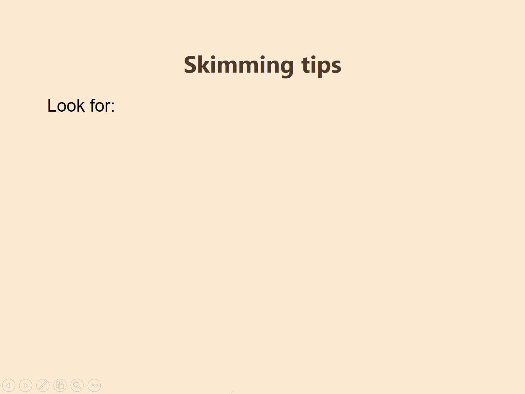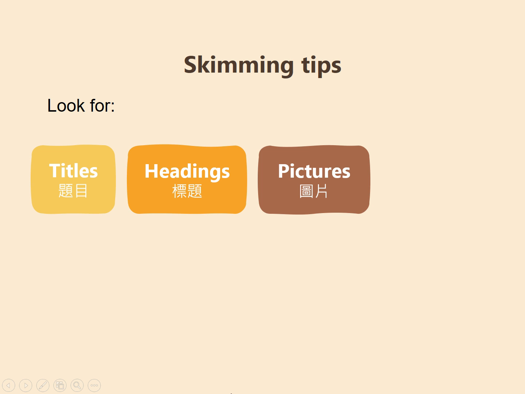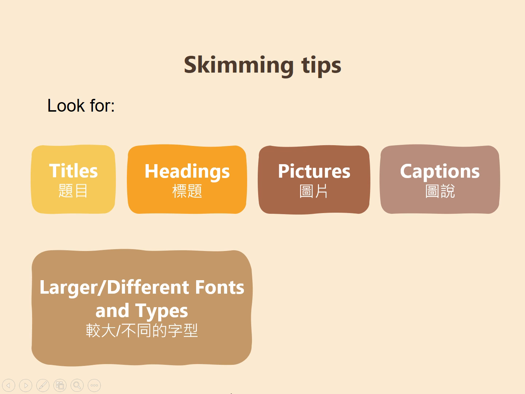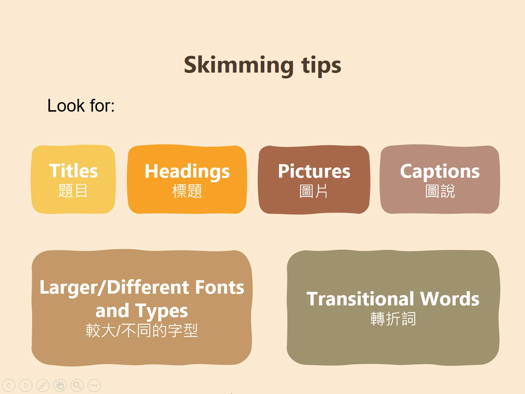When you are skimming, look for titles, headings, pictures, captions. Often these things are printed in large fonts or in other colors or word types. Also, look for transitional words. They are usually at the beginning of a sentence. As you move on to the next slide, please skim through the paragraph on the bottom and answer the question on the top of the page.